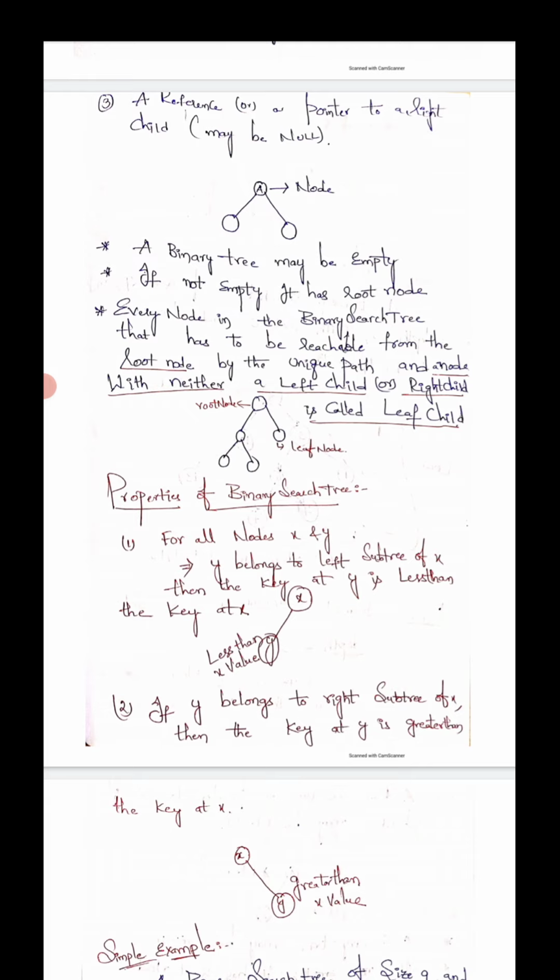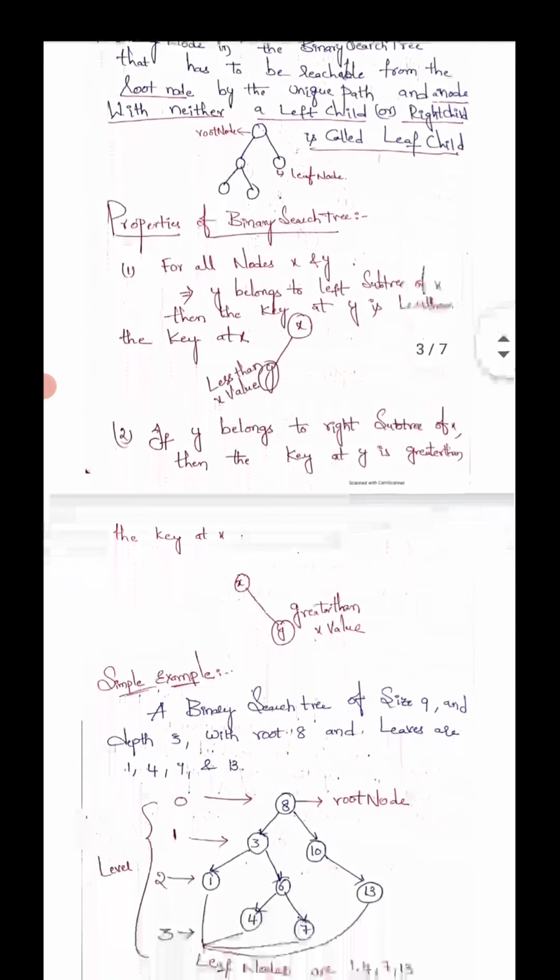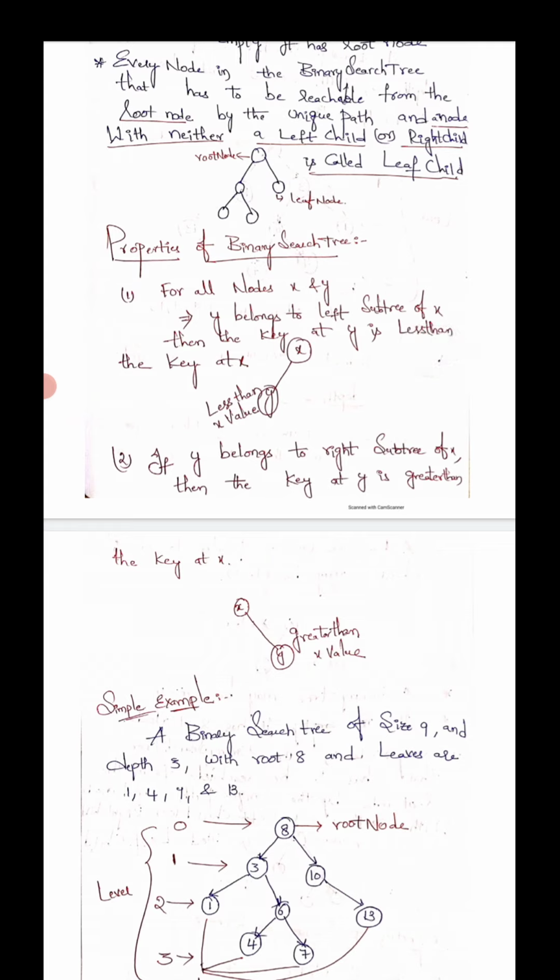Coming to the second property, look at the diagram. Here x is the root node, and if y belongs to the right subtree of x, then the key at y is greater than the key at x.